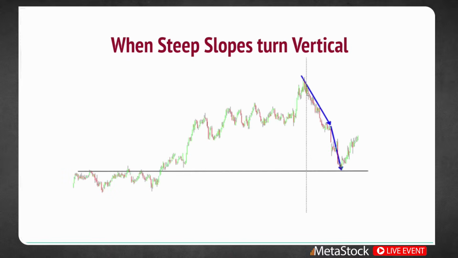You can see a steep drop to the downside, followed by a vertical collapse. And at some point, things get so oversold that it simply is not sustainable anymore on the downside, and it'll either bounce or at least consolidate.